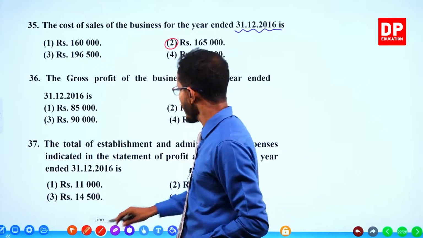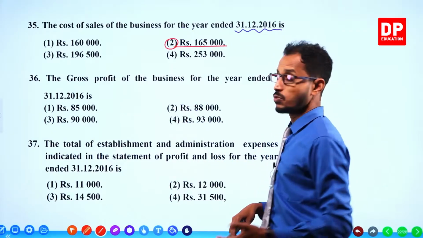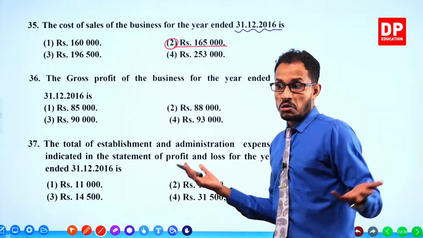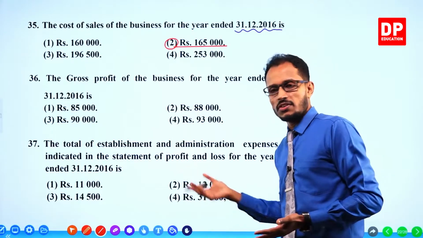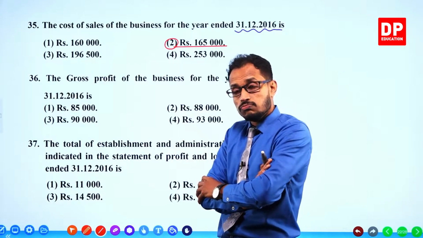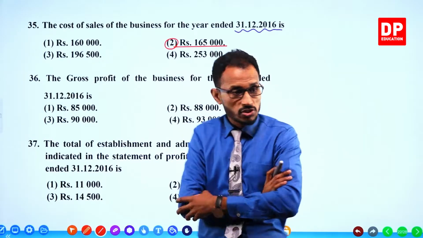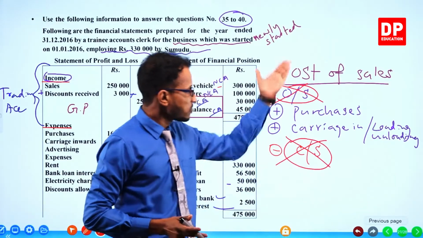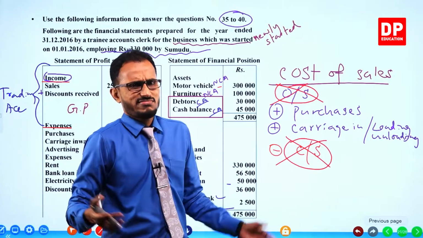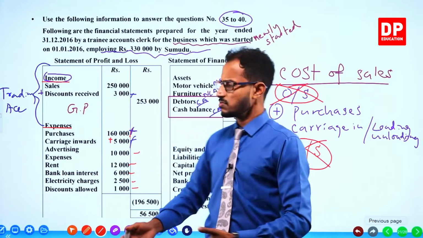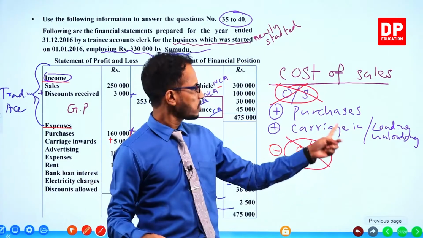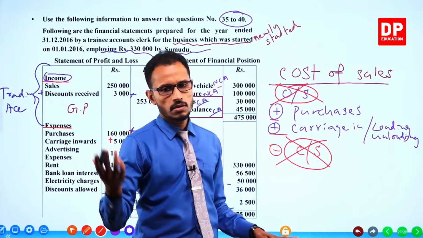According to the way the question is given, we have to derive the answers from the given information. We can't say opening stock and closing stock must be there. Without opening stock and closing stock, how can we apply this method? Work with the given information. Only purchases and carriage inwards are there, so we add those two, and we get the answer.